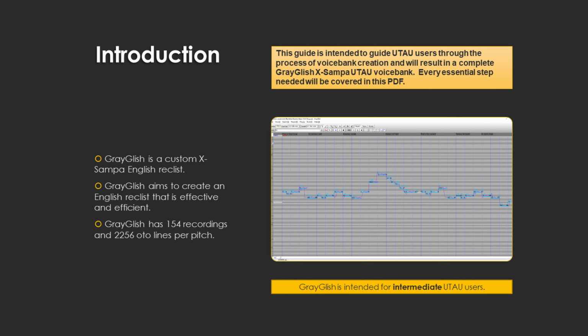GrayGlish foundationally is built off X-Sampa transcriptions. X-Sampa is a Sampa variant that transcribes phonemes from all languages, not just English, into a universal alphabet. All aliases and file names in GrayGlish use X-Sampa nomenclature. The fundamental goal of GrayGlish is to build an English reclist that captures the density of English while also keeping recordings to a minimum and keeping the process efficient.